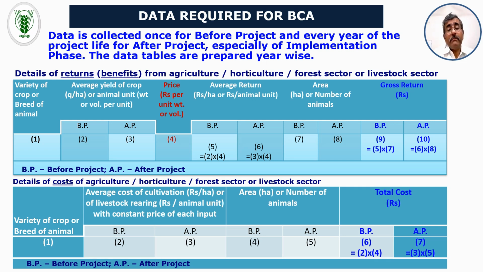The average return can be calculated using columns 2 and 4 and columns 3 and 4. Multiplication of columns 2 and 4 gives the before project average returns, and of 3 and 4 gives the after project average return. Then data is required for the area under a crop variety before project and after project, or in case of animals, the number of animals. Then gross returns can be estimated by multiplication of column 5 with column 7 for before project and by multiplication of column 6 and 8 for after project gross returns.